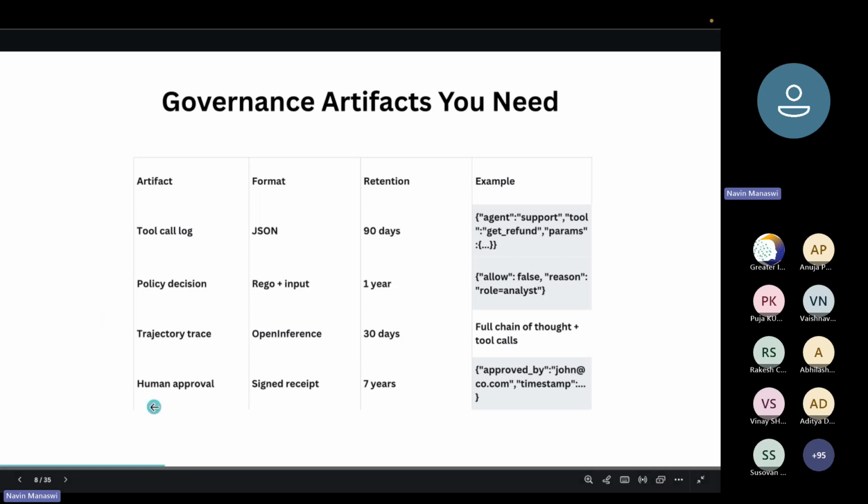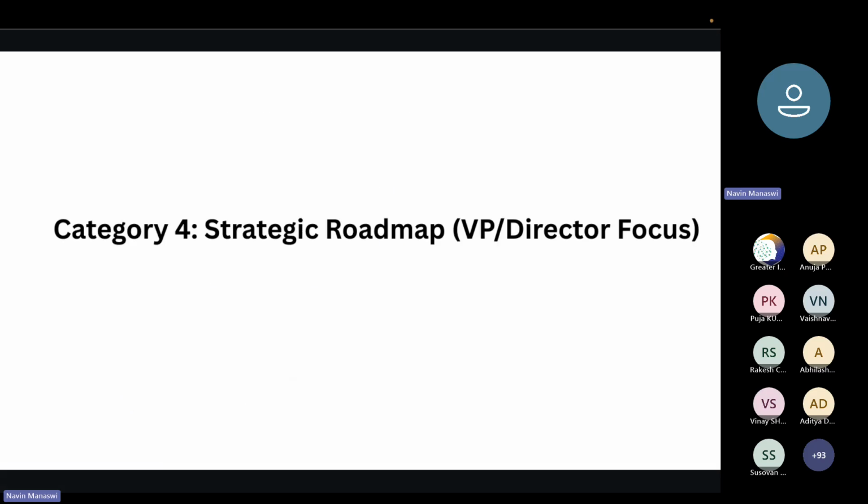Okay, tool call logs for traceability, policy decision, trajectory trace, and human approval. These are the typical methods to manage and mitigate the risks which come with LLM systems. So keep in mind these four artifacts, which are required to manage the governance of LLM-based systems.